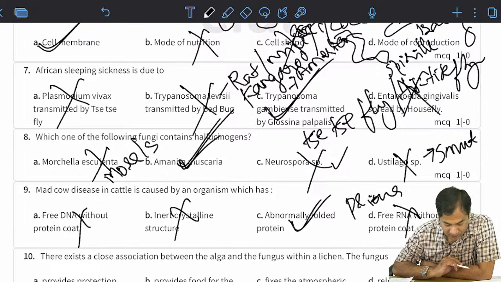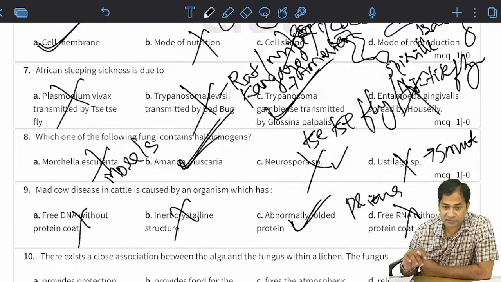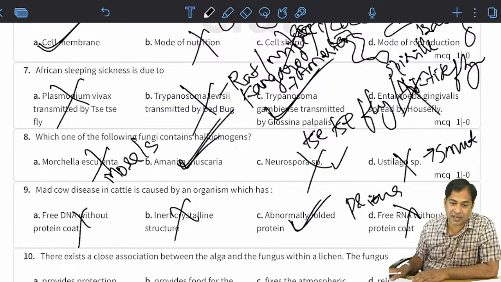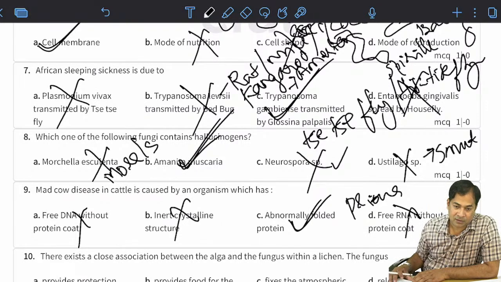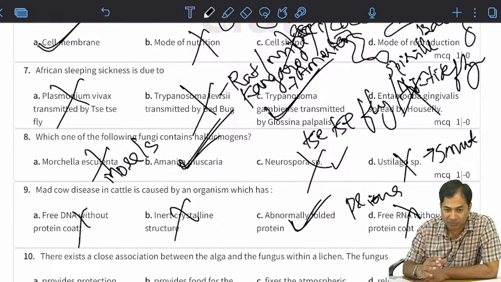So the last question we are going to discuss now, that is question number 10. There exists a close association between alga and the fungus within a lichen, where lichen is a mixture of algae and fungus. They have a mutual benefit. Mutual benefit means both are benefited. That is called symbiosis. You are familiar with this word.